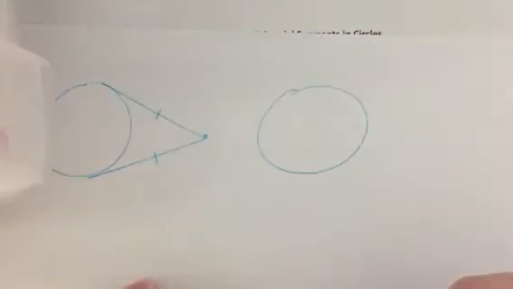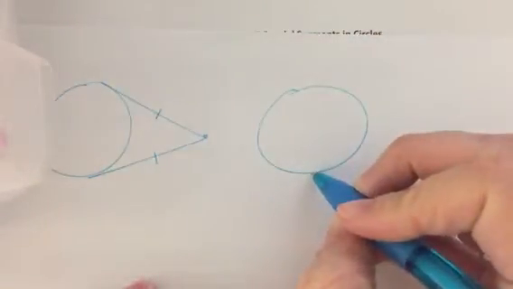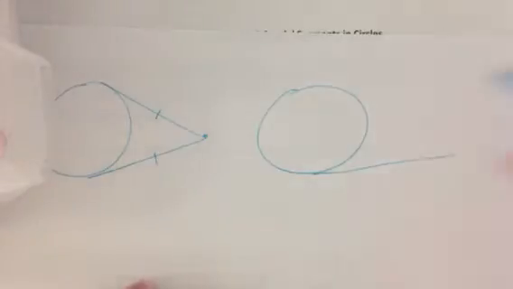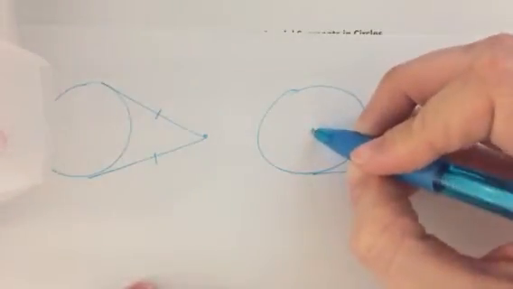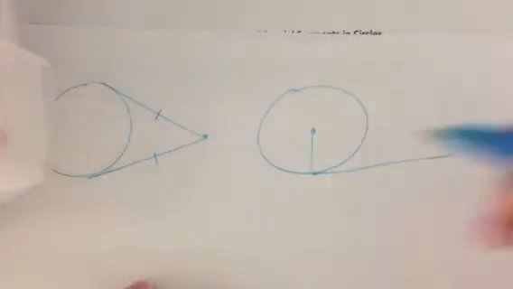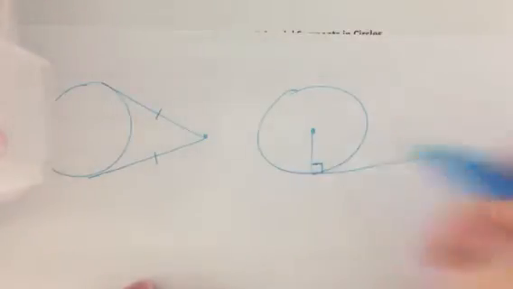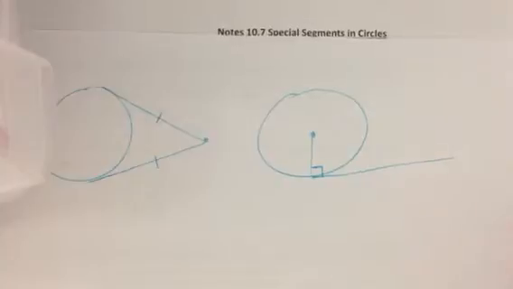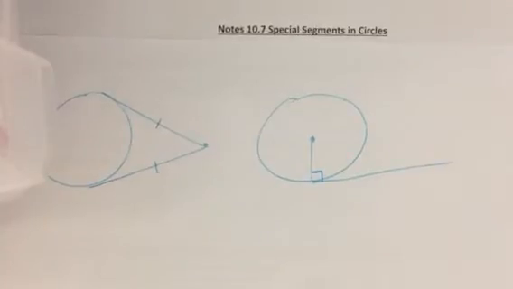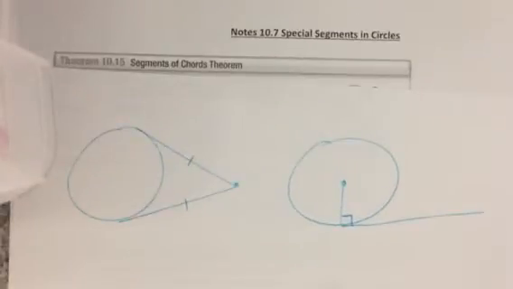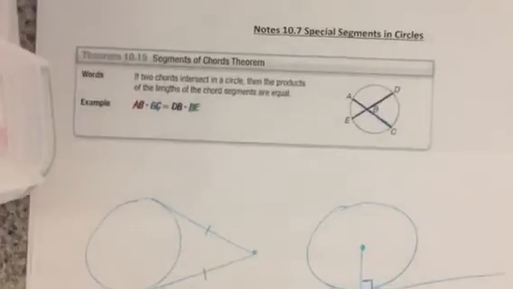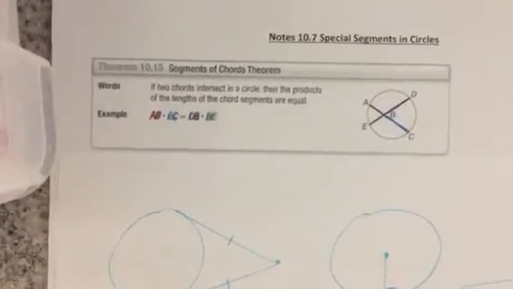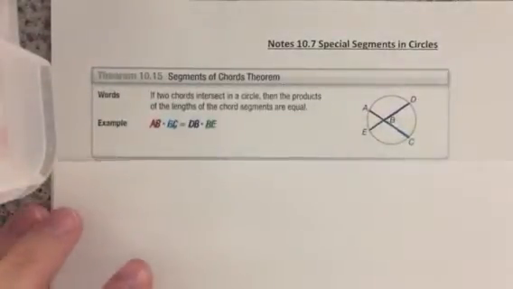What else did we learn? So we also learned if we have a tangent line and then we have a radius drawn to that tangent line, that is always a 90-degree angle. So there's another special segment. So we're going to learn more about stuff like this, secant lines, tangent lines, and the relationship and the segments that they make. So let's take a look at our first one here.